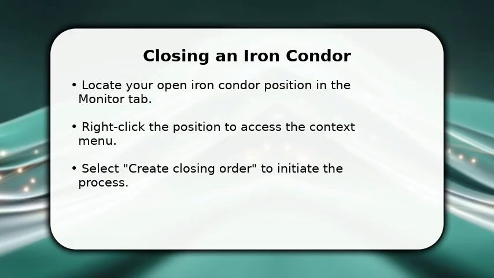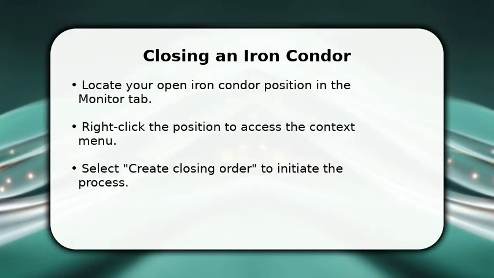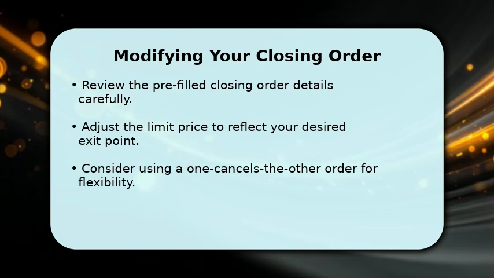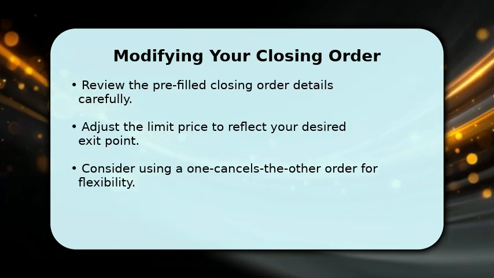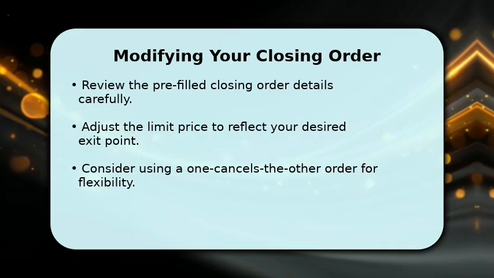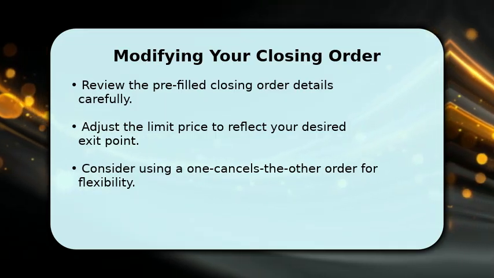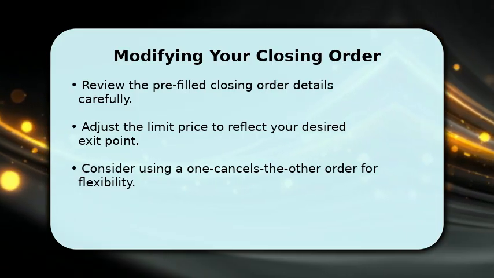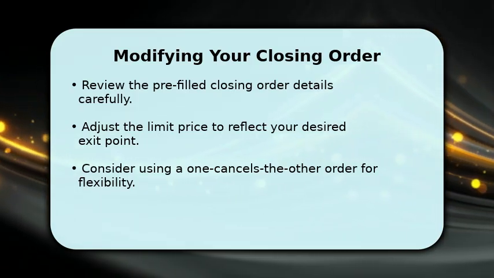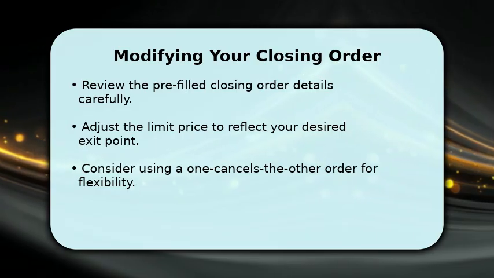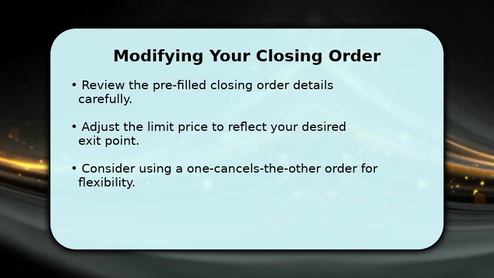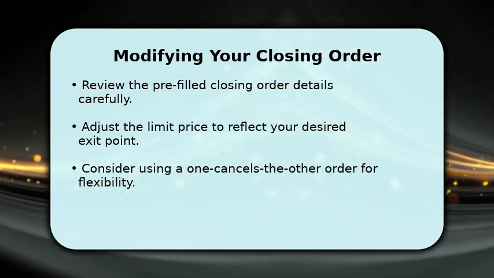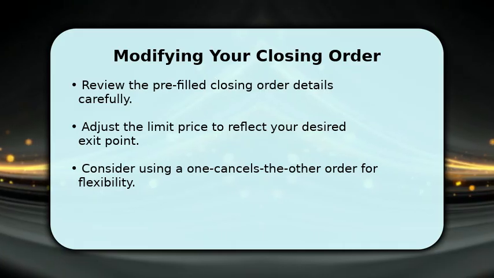This action will pre-populate an order ticket for you. Once the order ticket appears, take a moment to review the pre-filled details. The system will attempt to create an order to buy back the short options and sell the long options. You will likely want to adjust the limit price to ensure you are getting your desired credit or debit. You can also change the order type, perhaps to a one cancels the other order for more advanced management.